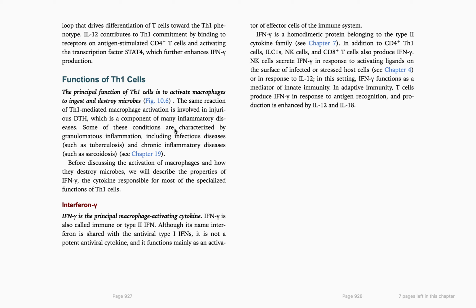In addition to CD4 plus T helper 1 cells, innate lymphoid cells, natural killer cells and CD8 T cells also produce interferon gamma. Natural killer cells secrete interferon gamma in response to activating ligands on the surface of infected or stressed host cells, or in response to interleukin 12. In this setting, interferon gamma functions as a mediator of innate immunity. In adaptive immunity, T cells produce interferon gamma in response to antigen recognition, and production is enhanced by interleukin 12 and interleukin 18.